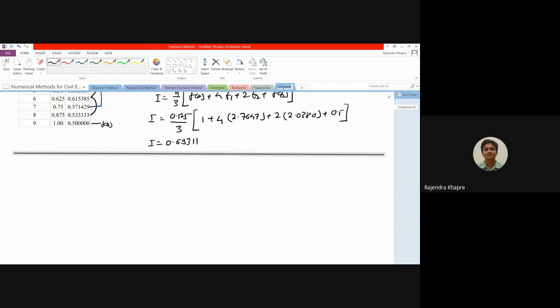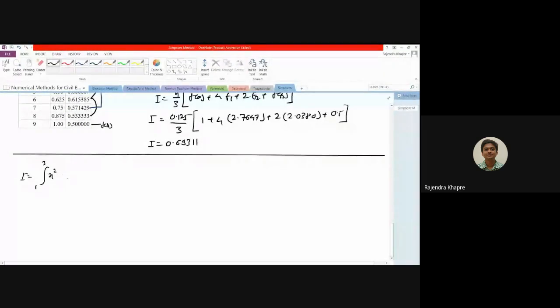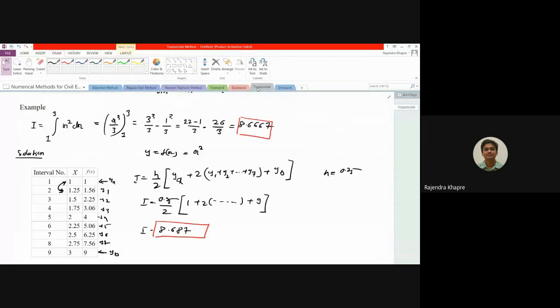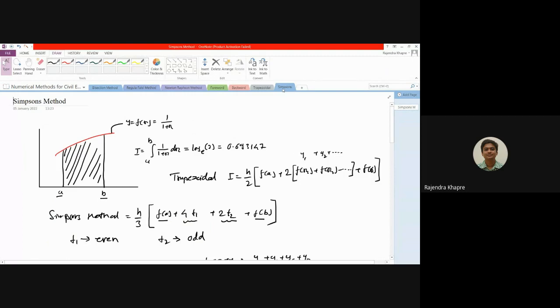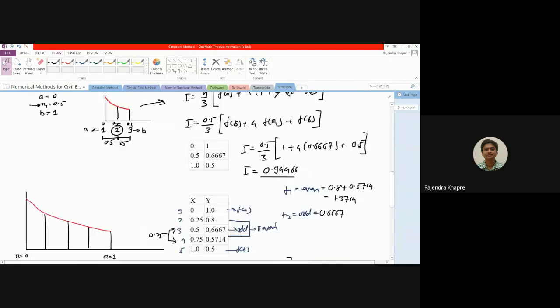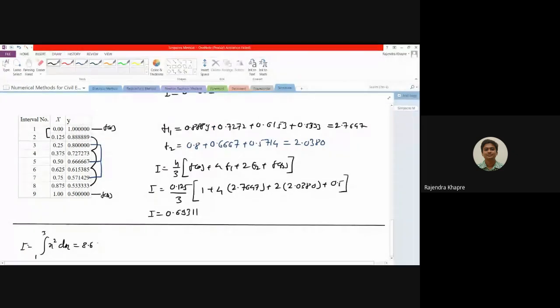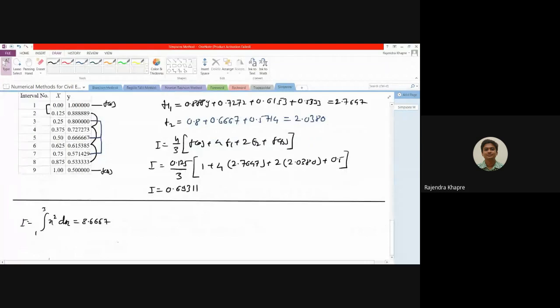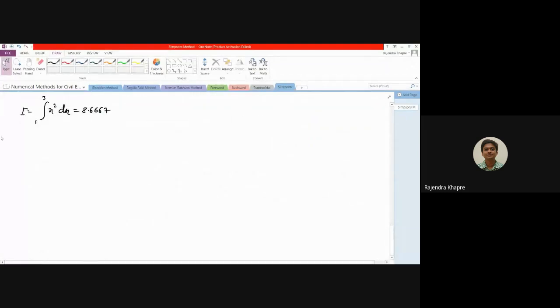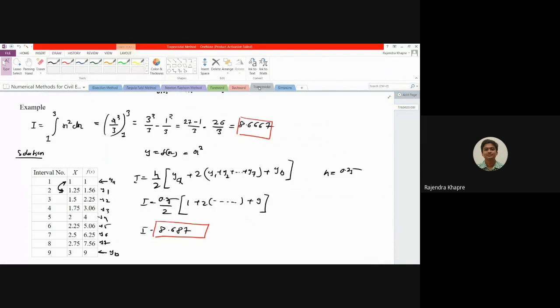So I is nothing but the integration from 1 to 3 of x square dx. If you refer to the actual answer, we have already calculated it as 8.666, isn't it? Let me write down the actual answer: 8.6667. Now to solve this, if you refer to the previous notes, we have taken this particular table, which includes 9 intervals.